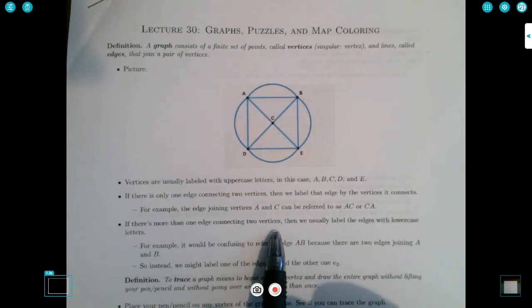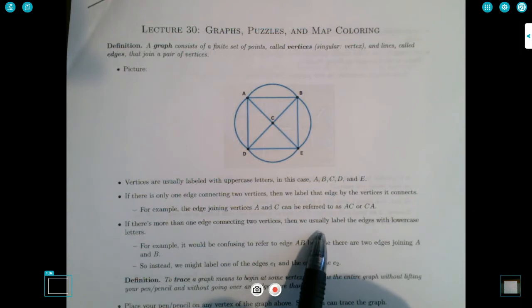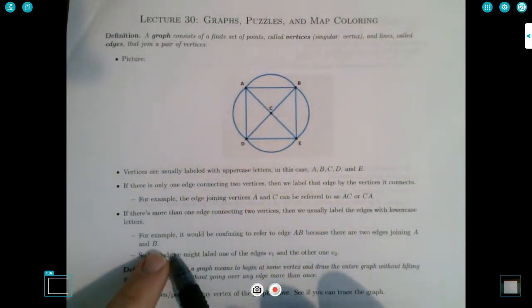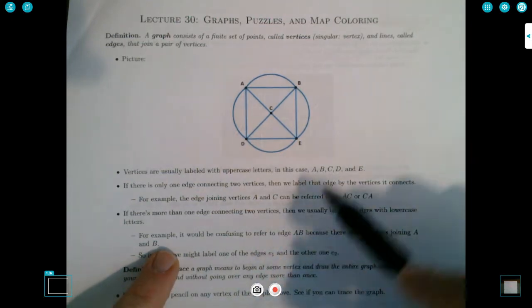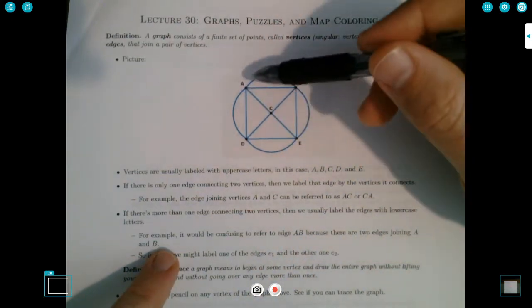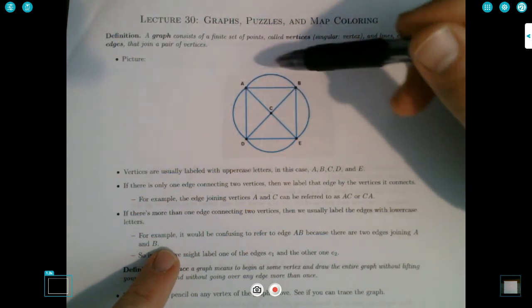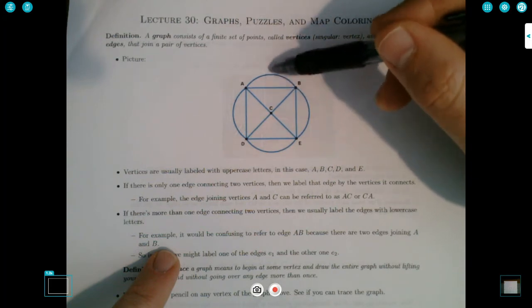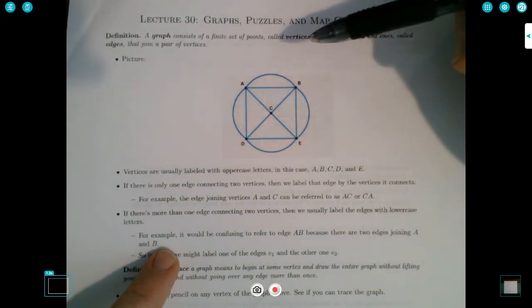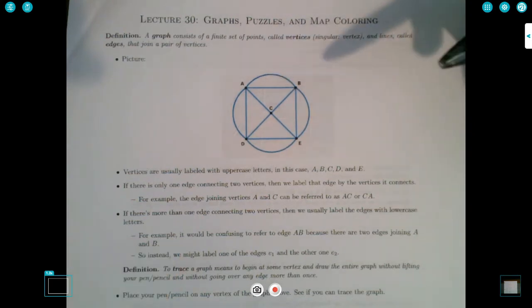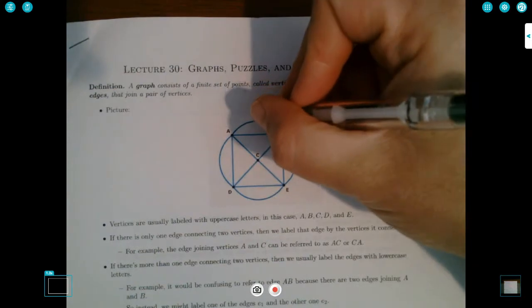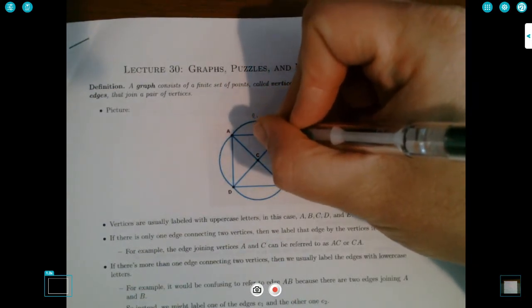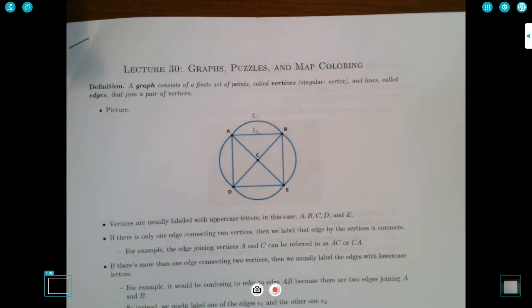So in that case, we will just usually label the edges with some kind of lowercase letters. So for example, it would be confusing to refer to edge AB because notice that there's one edge connecting AB that's like this straight line, and then there's this other kind of curvy edge connecting A and B. So we have 2 edges connecting A and B. So if you just call it like edge AB, it's like which one are you talking about, right? So instead, we might do something like label this one E1 and label this one E2 so that you know which edge you're talking about.